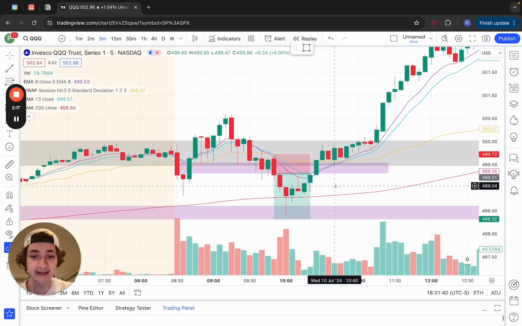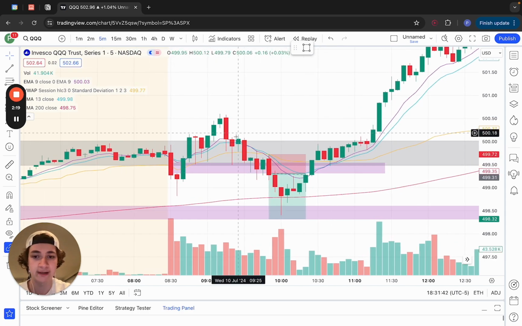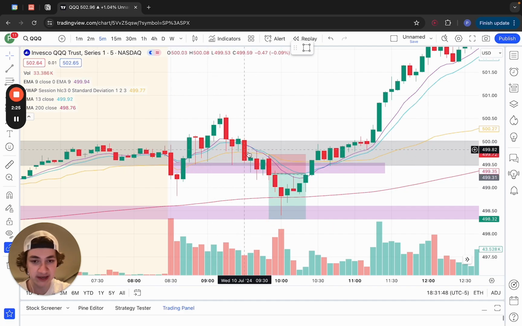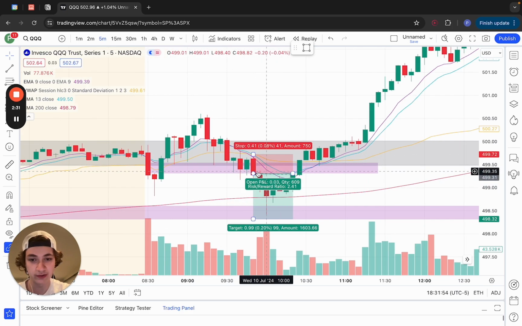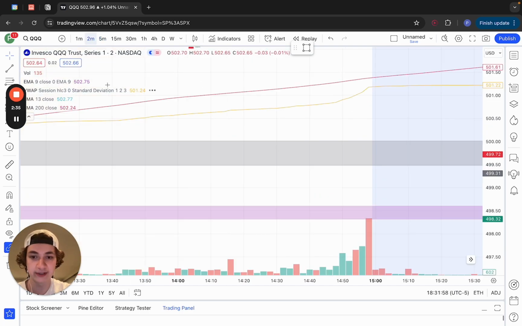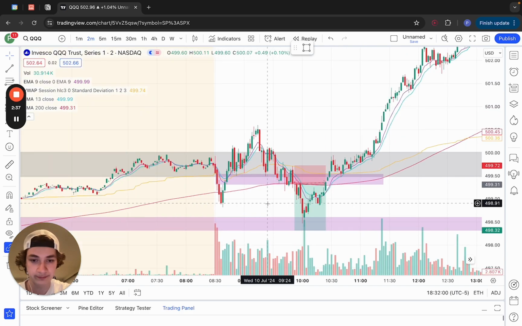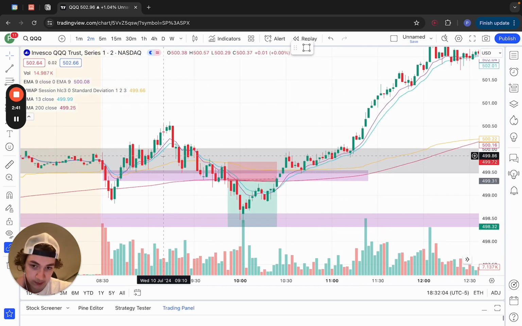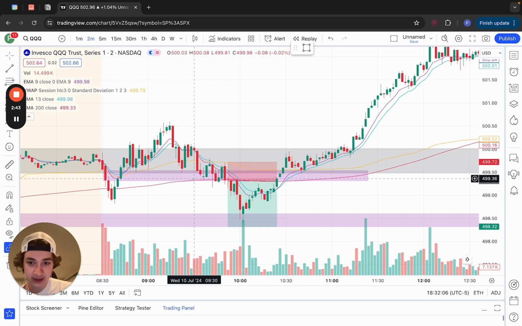What made me like this setup? Well, as you can see, just like what happened earlier, we break the previous day high and we also break through this imbalance and don't hold after trying to bounce off of it a little bit. So if we go to a lower time frame, you can see we try to bounce the zone.